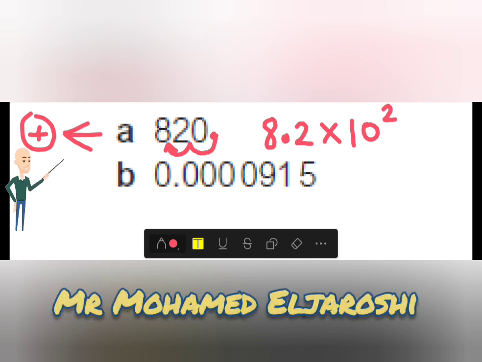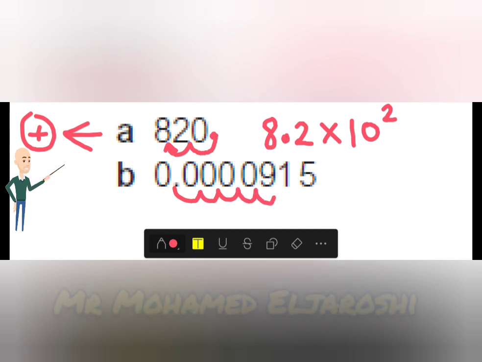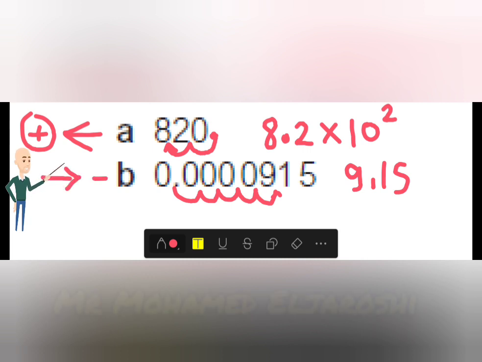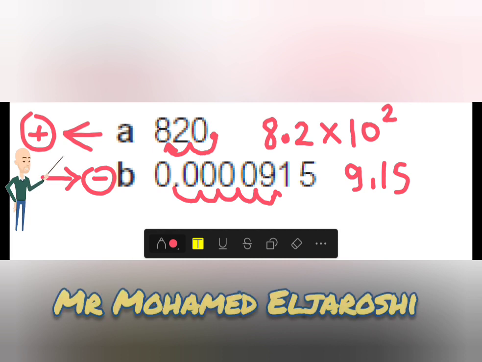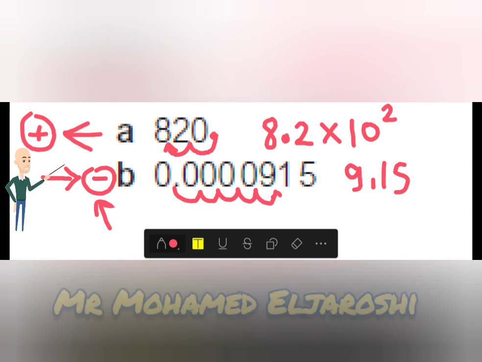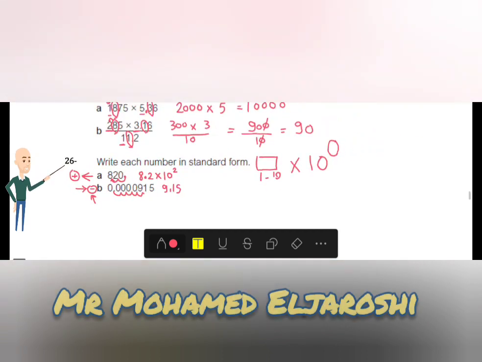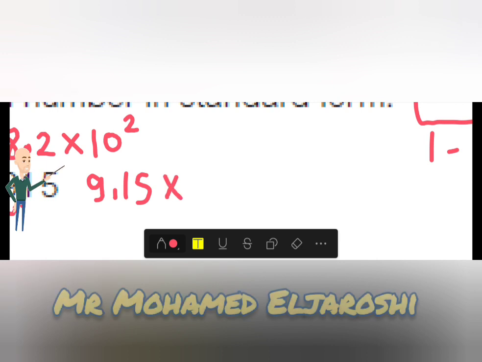Now I'm going to move this decimal point to make the number between 1 and 10. Let's move it together. 1, 2, 3, 4, 5 to make it 9.15. Very good. Now, after making it 9.15, I moved the decimal point to this side, so this is the negative side. To find the power, we're going to use the negative side and the number of movements. So it's negative. How many times did I move? Very good. 1, 2, 3, 4, 5. So it's going to be negative 5. So times 10 power of negative 5.